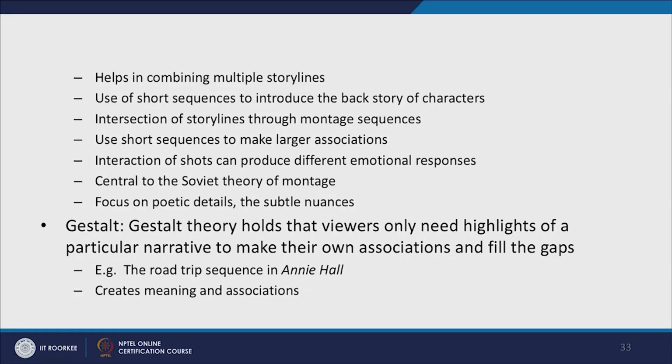A particular way of looking at the technique of montage is from the perspective of the Gestalt theory, which holds that viewers only require certain highlights of a particular narrative to make their own associations and fill in the gaps. So, it also creates meanings with the help of creating associations. So, montage as a technique helps us to create associations in order to understand the gaps within the passage of time as depicted in the movie.